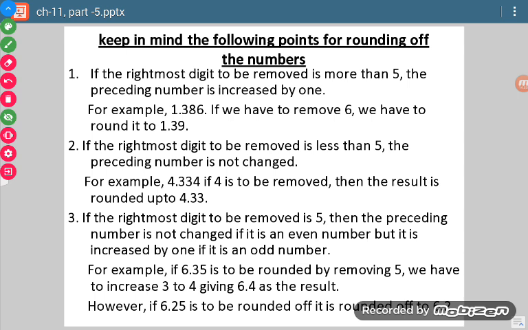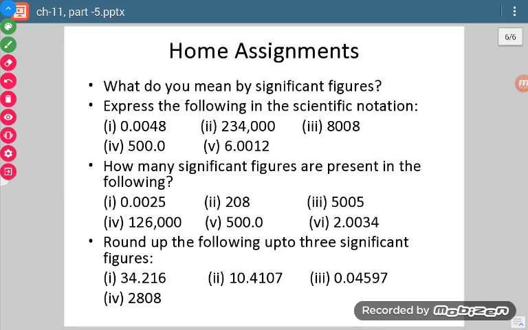Okay. Now we have discussed the different rules for rounding off. Now you need to perform all these exercises. So home assignments are for you.